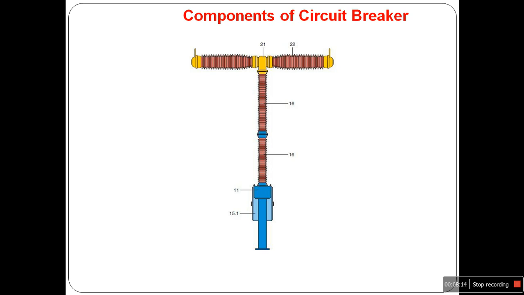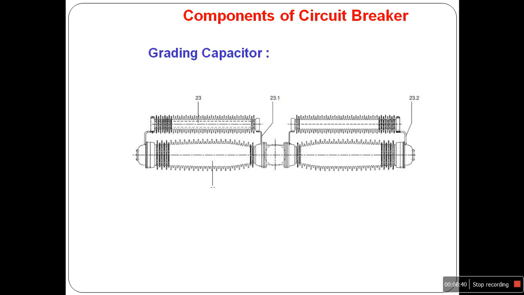22 is the interrupter unit. You see there are two interrupter units, one on the right side and another on the left side. 16 is the post insulator, 11 is the base, and 15.1 is the operating mechanism cubicle. This is a pictorial view of the grading capacitor. 23 is the grading capacitor, 23.1 is the inner bracket, and 23.2 is the outer bracket.